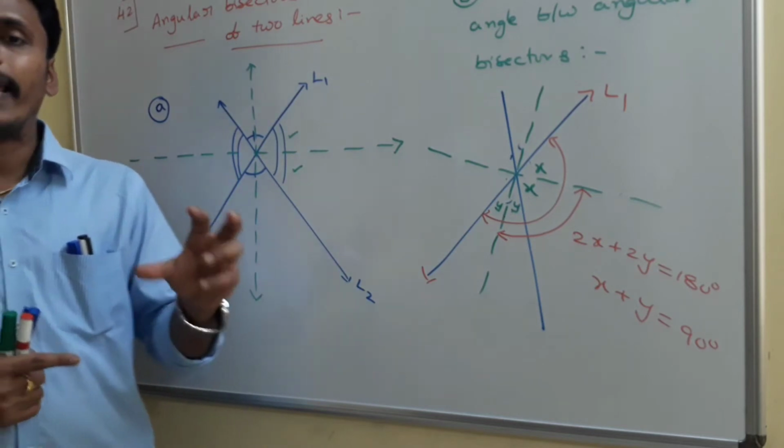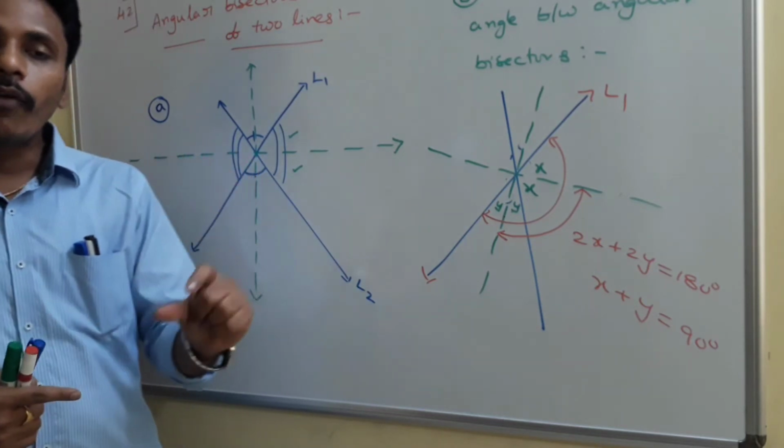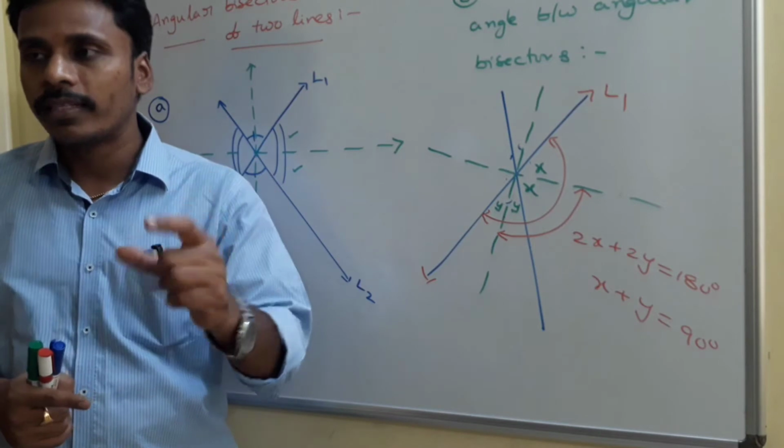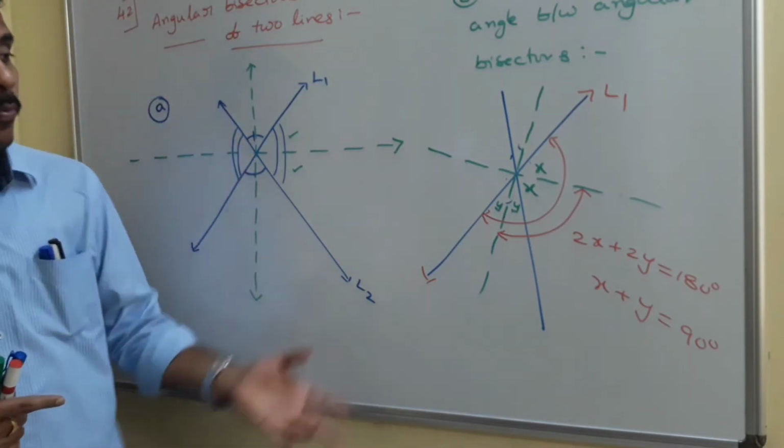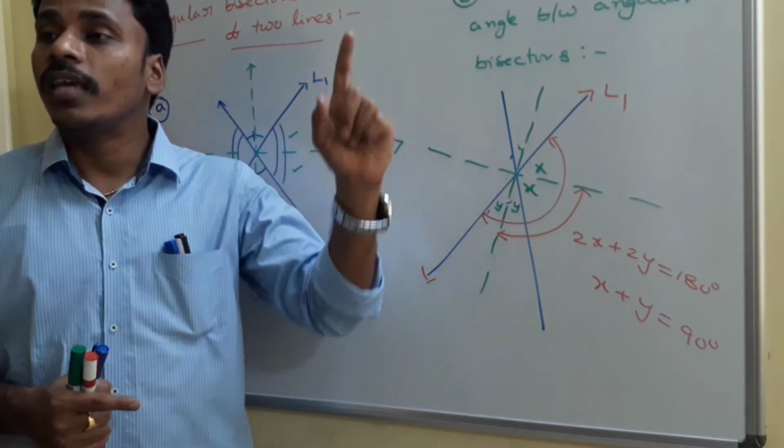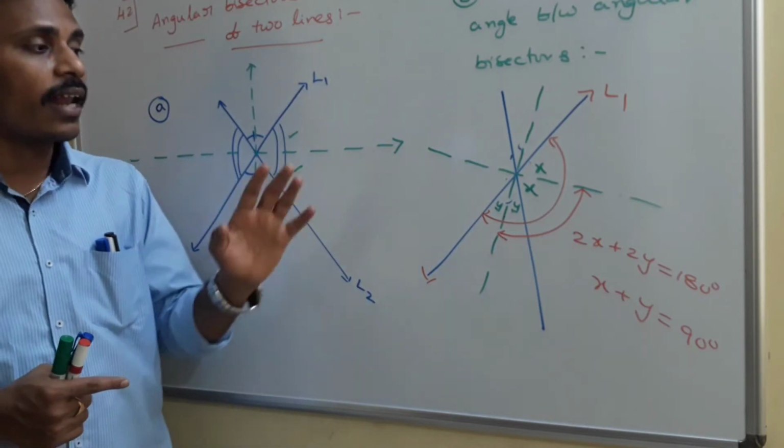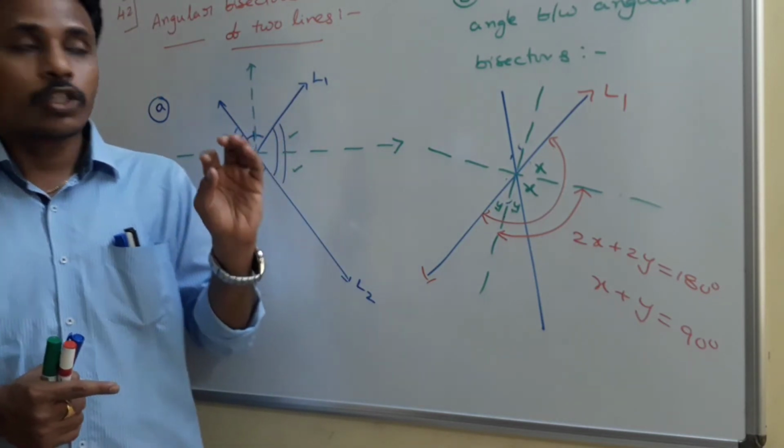Pairs of opposite angles are equal. If one pair is acute, then the other pair is obtuse. And another point is that the angle between the angular bisectors is always 90 degrees. So these are the points.